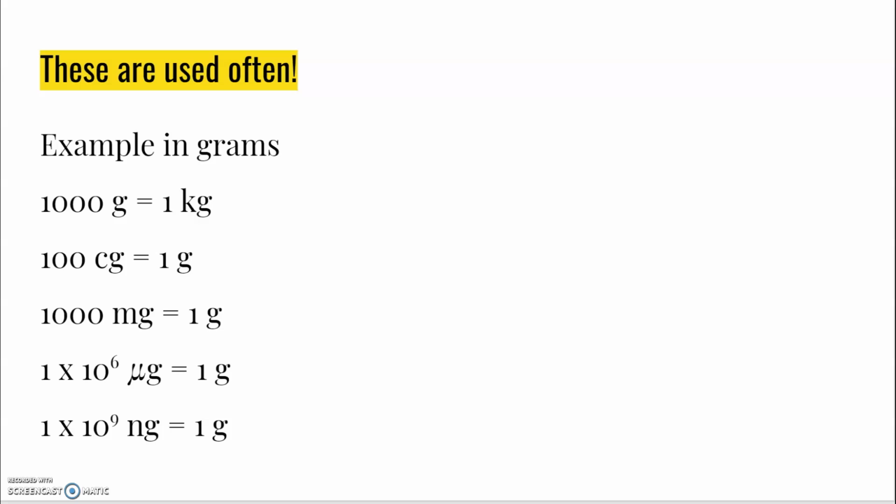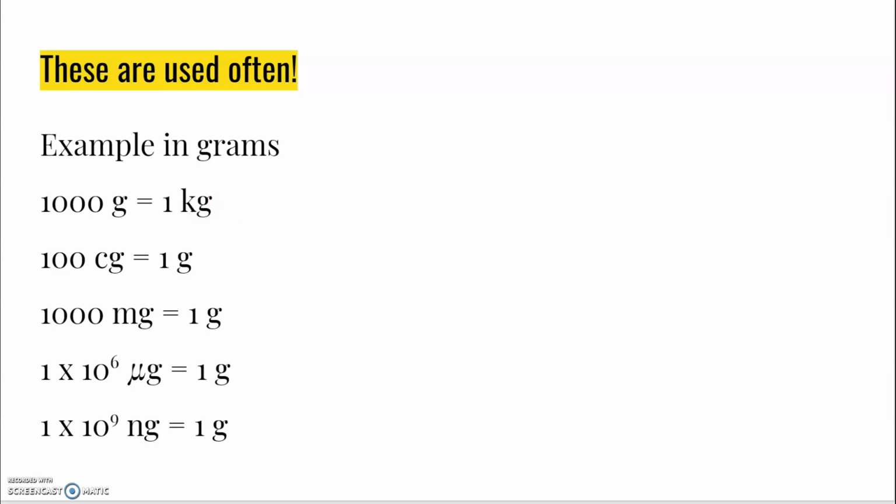I would suggest memorizing at least the minimum of these prefixes: kilo, centi, milli, micro, and nano, because we're going to use them a lot. So these you should definitely memorize. It'd be great if you memorized them all, but these would be the very minimum. And remember, I just put this in grams.